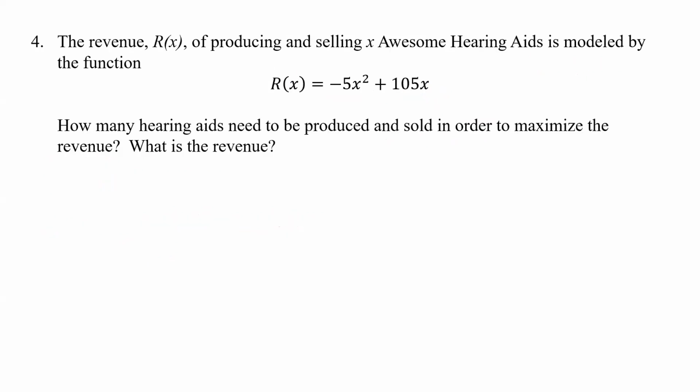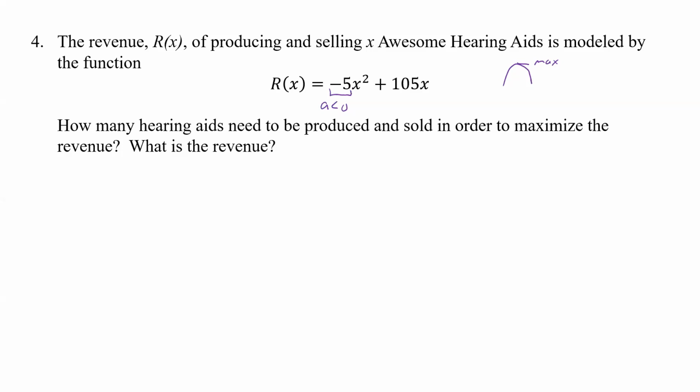All right, revenue function. Okay, well here again, we'll look at our value here before we start. So here A is less than 0, so it's going to open down, and so we're going to look at some kind of a maximizing problem. And with revenue, you want to maximize revenue. Cost, you want to minimize costs, so it kind of makes sense. So the revenue of producing and selling x awesome hearing aids is modeled by the function given there. Now, how many hearing aids are needed to be produced and sold in order to maximize that revenue?